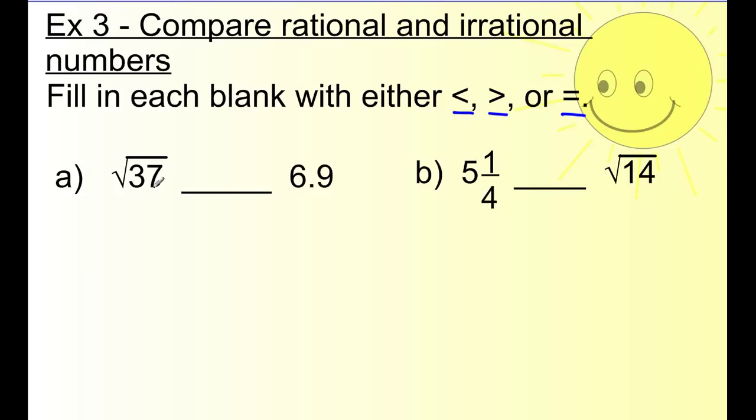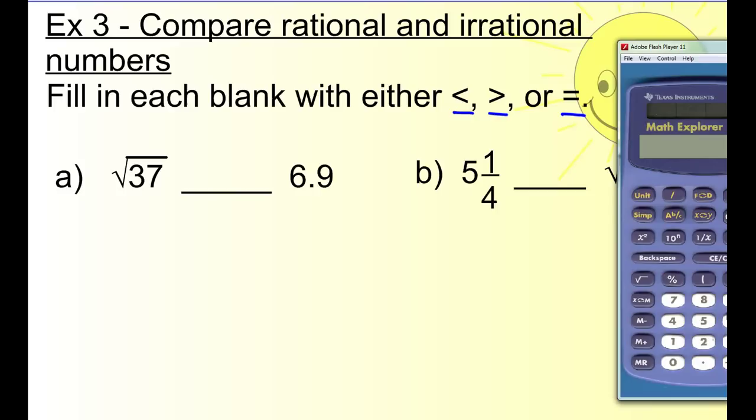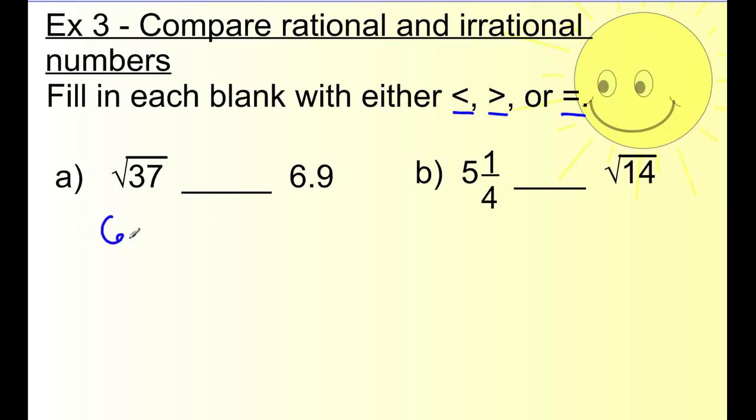Letter A. Now, we said at the beginning of the lesson that the easiest way to compare two numbers is with decimals. So if I just change everything to a decimal, it's going to make my life much easier. So let's do that. Clear, 37 square root equals 6.08. 6.08 compared with 6.9. Hopefully, you can look at those two numbers and very simply tell that 6.9 is the bigger number.